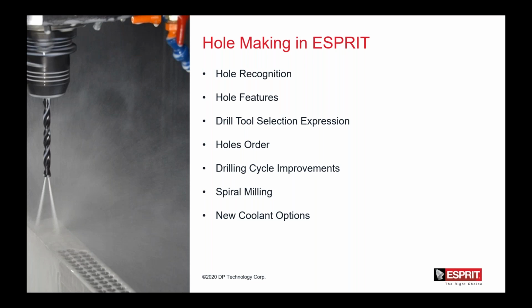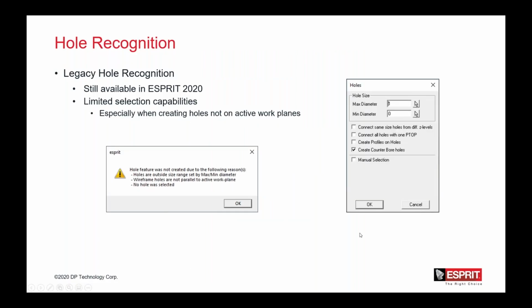So on the screen, you can see the topics that I'm going to be discussing today. So first thing we're going to talk about is going to be hole recognition. And so Esprit offers some tools for hole recognition. So we still have what's called the legacy hole recognition, and it's still available in Esprit 2020. It's our older version of the hole recognition function, but it's still used by some of our customers, so we like to leave it in there.